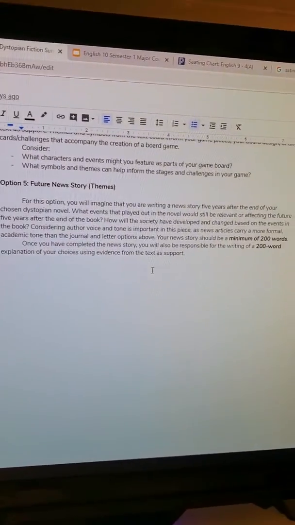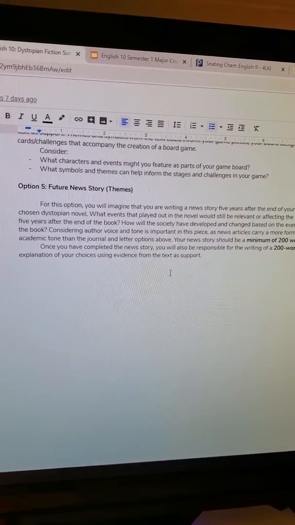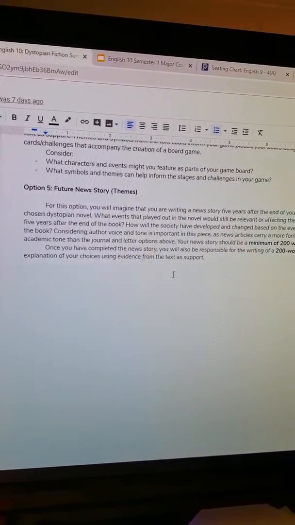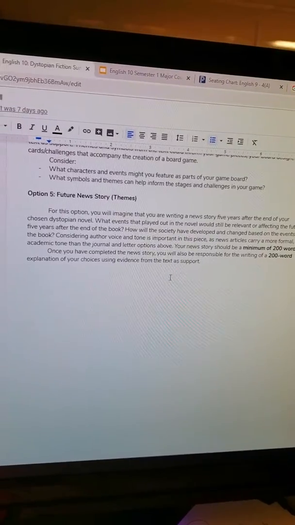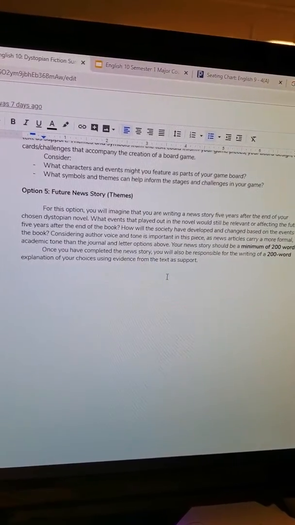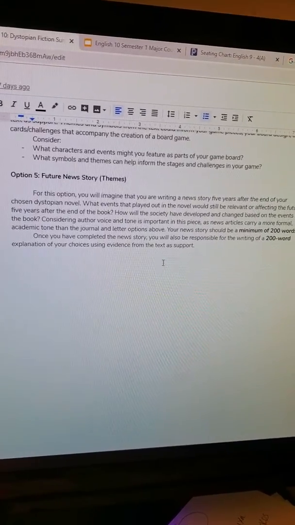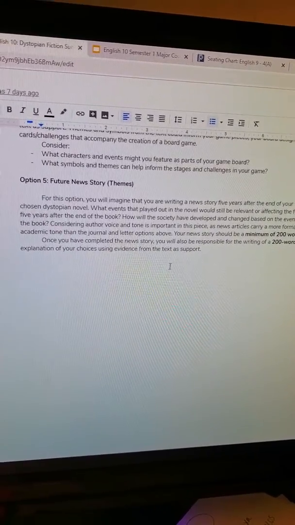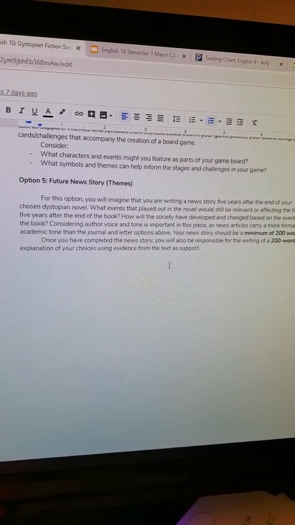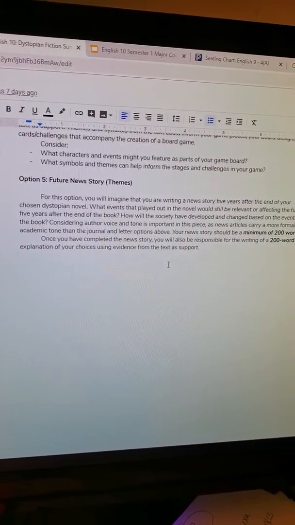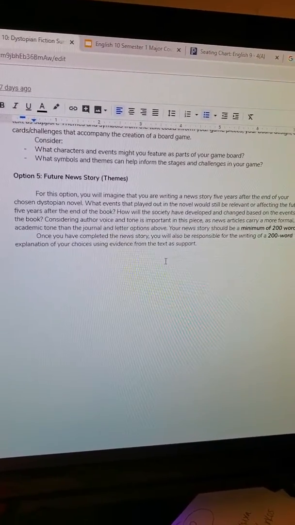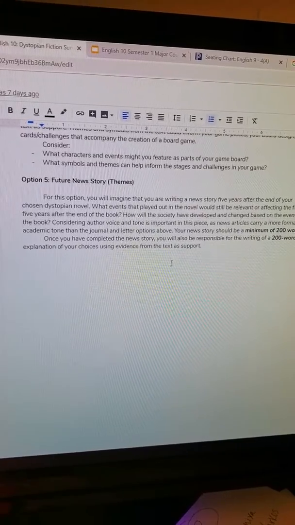The last option would be a future news story. You would write from 5 years after the end of the events in your book. You're going to pretend that 5 years have passed in the book, and that you are a journalist writing 5 years in the future. What do you think will have happened in those 5 years that you would be talking about in this article? What's going on? And you would use the evidence from the text to make those choices.